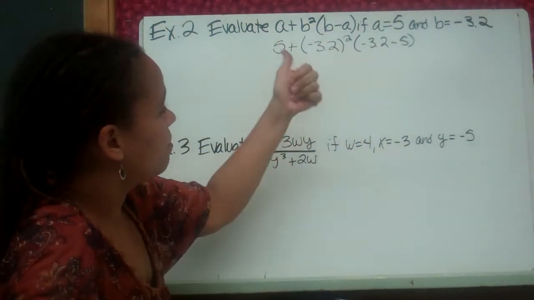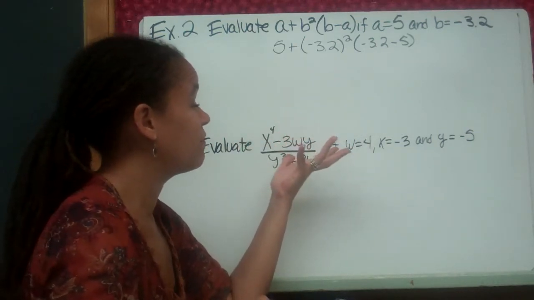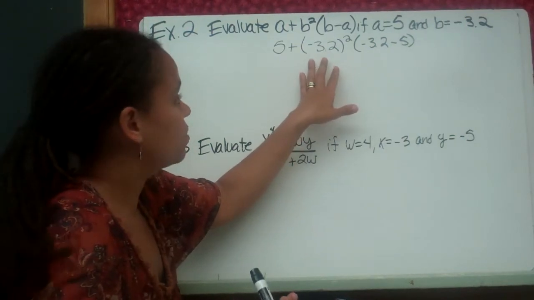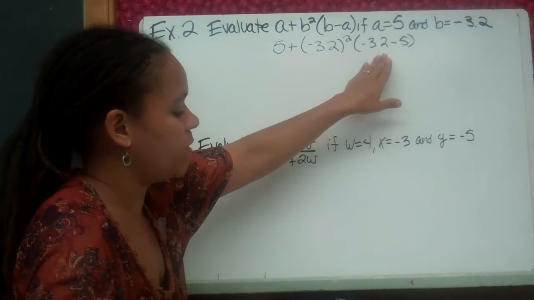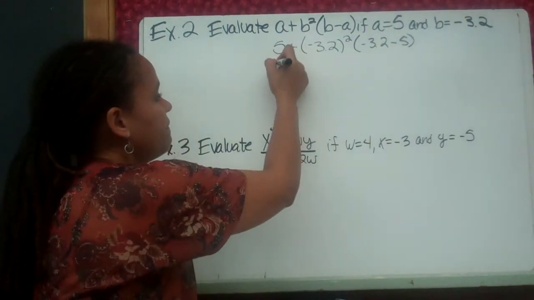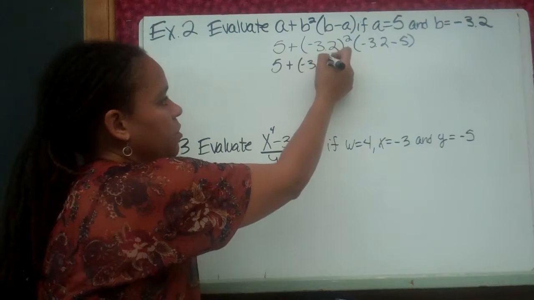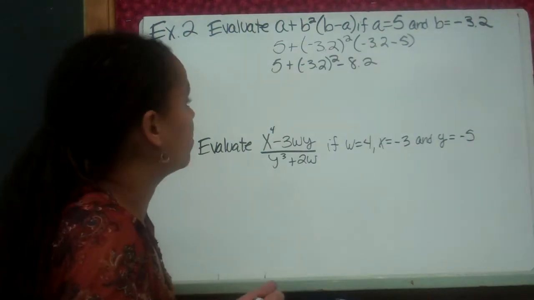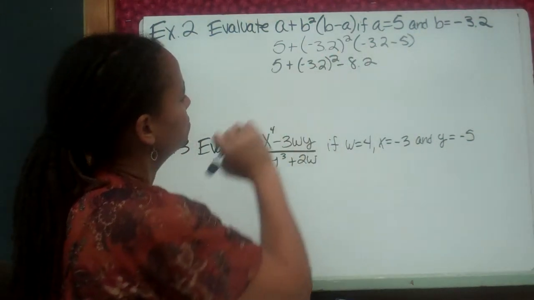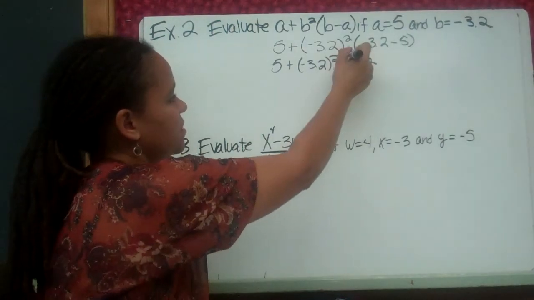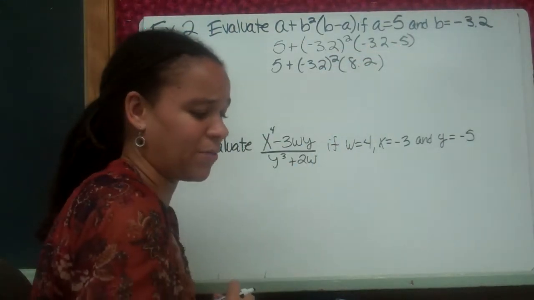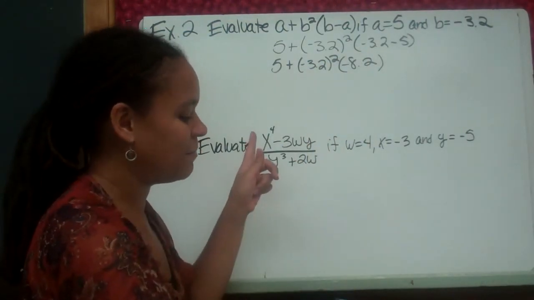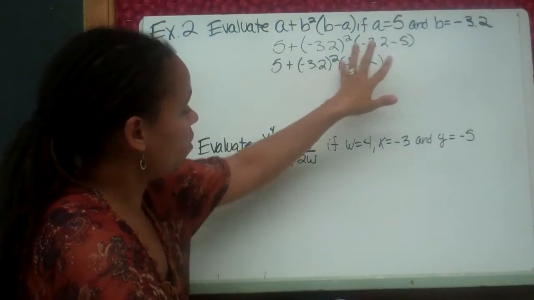All right, so now we have parentheses, two sets of parentheses, and we also have an exponent. So let's look at the parentheses. There's nothing we can do in this one, so we'll leave that the same until we get to the exponent. But we can simplify this one. So we would have 5 plus negative 3.2 squared minus 8.2. That took care of that parenthesis. No, not minus. Times. Hopefully you were saying something about that. Times a negative 8.2. Hopefully you caught that. So now we've simplified this parenthesis.